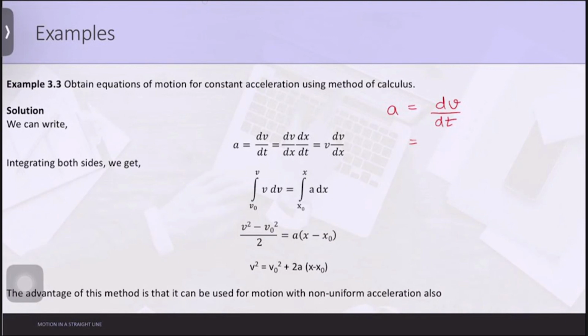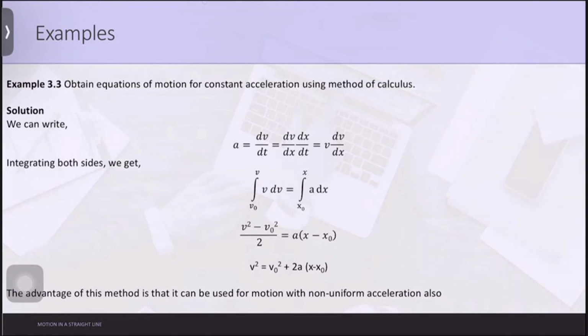This can be written as dv by dx into dx by dt. Basically we are multiplying and dividing by terms which can get cancelled, so dx and dx cancel, and this will be equal to dv by dt. But here we know that dx by dt is nothing but v. So it is v into dv by dx. Now just do the integration again.